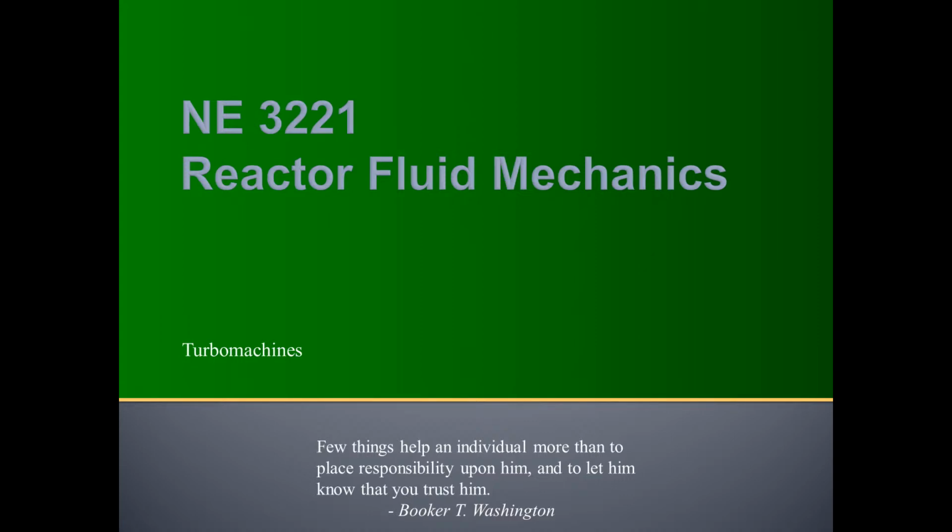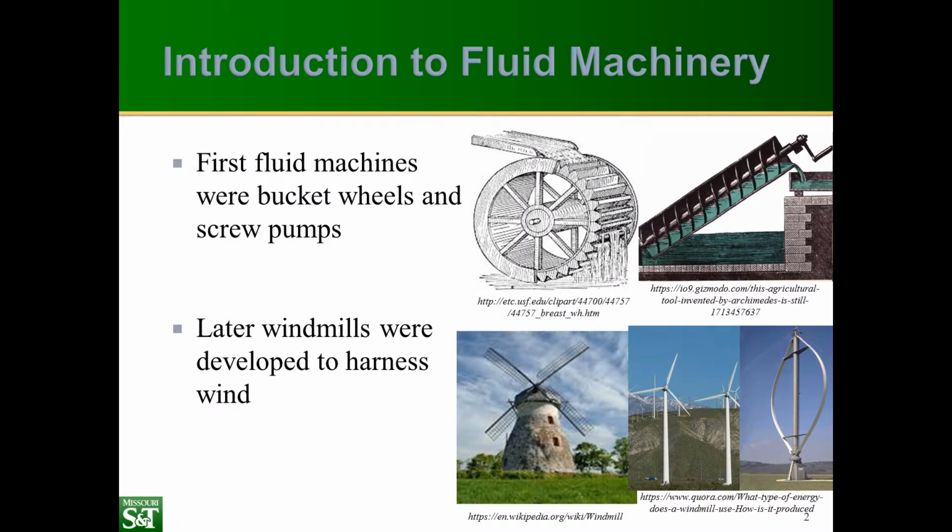Before we get into all the details of how we analyze pumps and turbines and things, we're going to spend a little time just discussing the various kinds of machines that are out there. The first fluid machines were basically bucket wheels and screw pumps. Things like the Archimedes screw, which was invented in ancient Greece. Paddle wheels were developed by the Romans in around 70 AD.